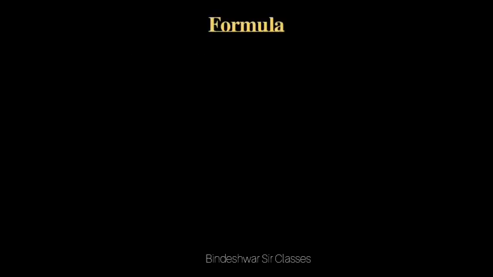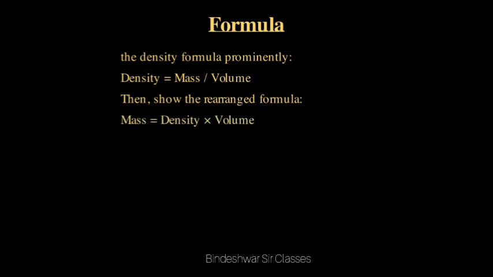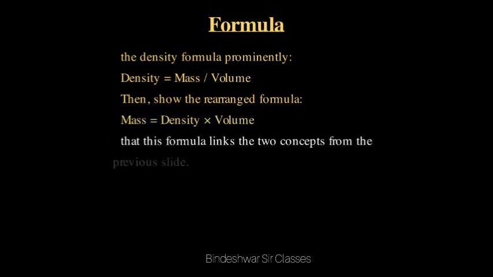To connect our two equations for mass and volume, we need the fundamental formula for density. Remember, density is defined as mass per unit volume. So, rho equals m divided by v. We can rearrange this to find the mass of a substance if we know its density and volume. Mass equals density multiplied by volume, or m equals rho times v.